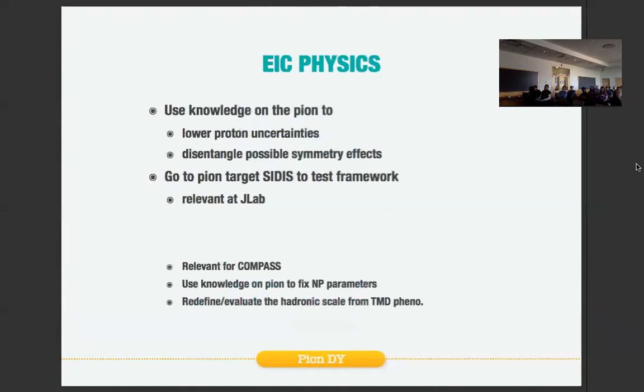About EIC physics, I think we could use this, but there won't be any Pion, so I think it's clear. We could use the Pion, as I said, to lower some uncertainties to try to disentangle some symmetry effects as entering in PP. So maybe we could use that and have fewer symmetry effects come into account.